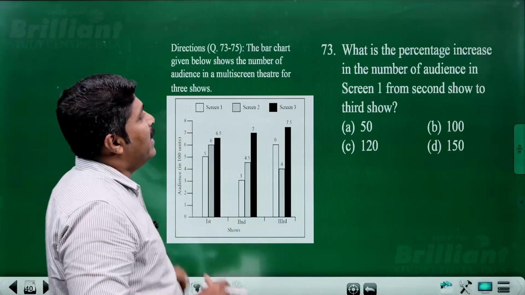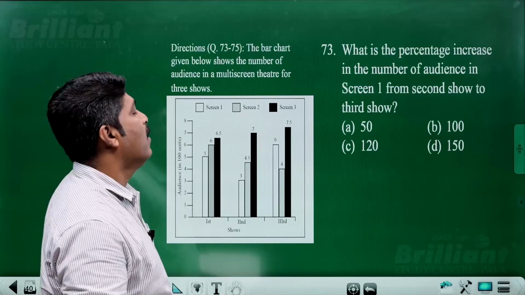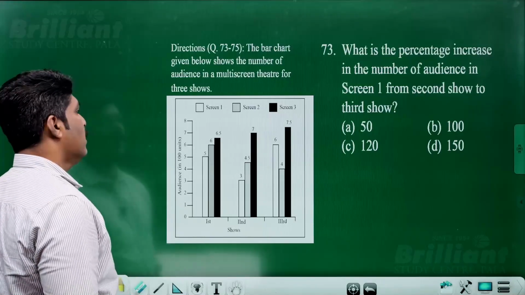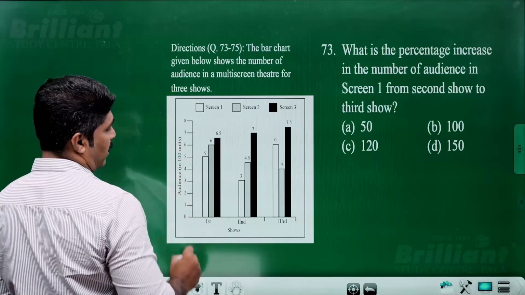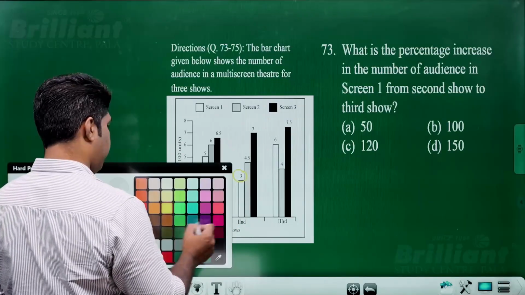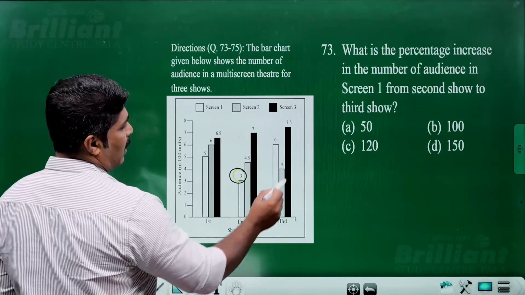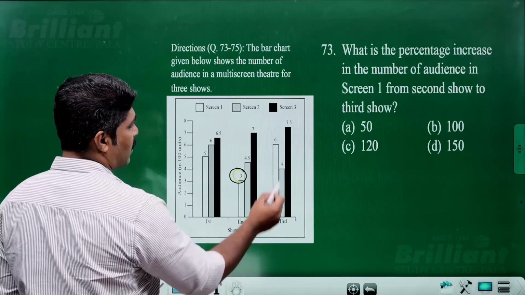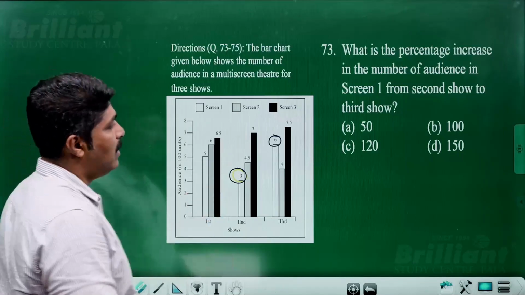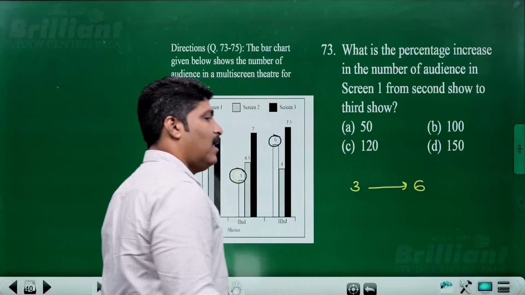So here, what is the percentage increase in the number of audience in screen 1 from second show to third show? So we have to take screen 1. Its second show is 3. Second show to third show we have to take. Second show is 3, and third show from screen 1 is 6. So this 3 becomes 6. In second show it is 3, third show it is 6. Look at the change.